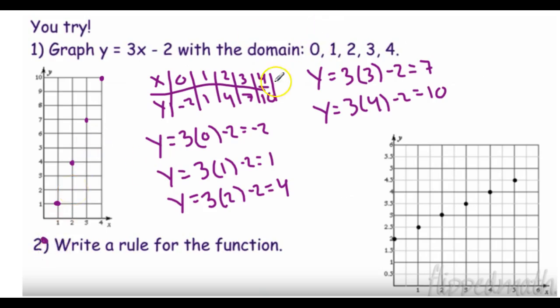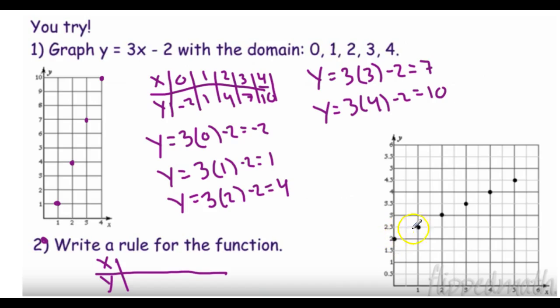So there we go. We took the domain, put it in the table, solved for the y, solved for the range, and put it on the graph. Beautiful. Now let's check out this graph over here. We're going to write a rule. We'll make the table first. Ooh, that's an ugly line. X, Y, much better line.